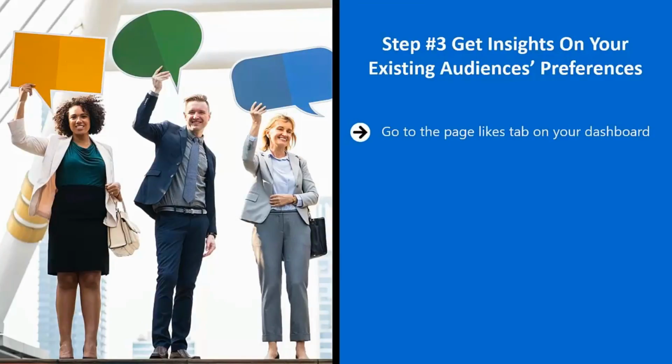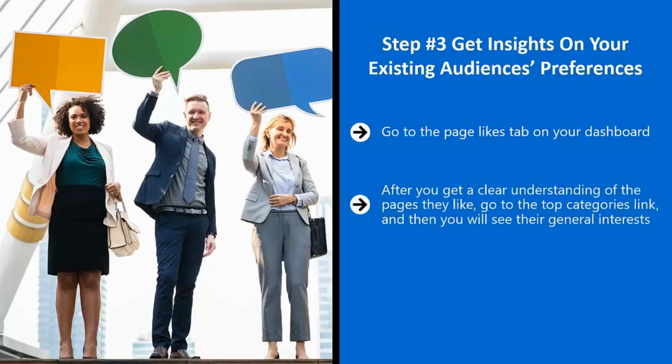Go to the Page Likes tab on your dashboard. You will see a general range of interests that your selected audience already prefer on Facebook. This is based on their actual usage of Facebook. So this is profiled information. After you get a clear understanding of the pages they like, go to the top categories link, and then you will see their general interests.